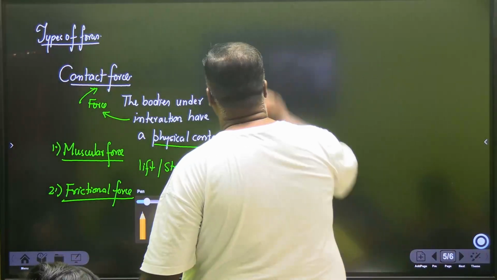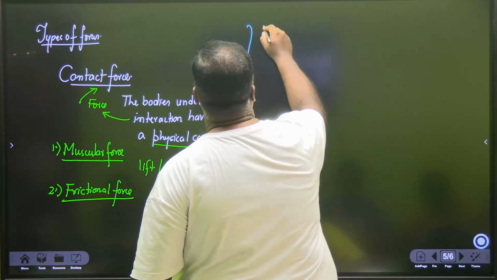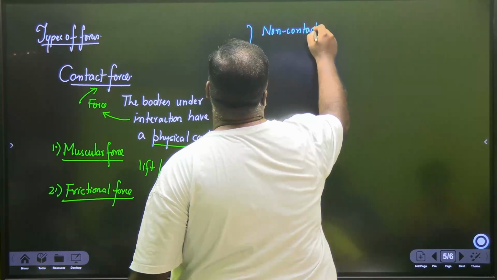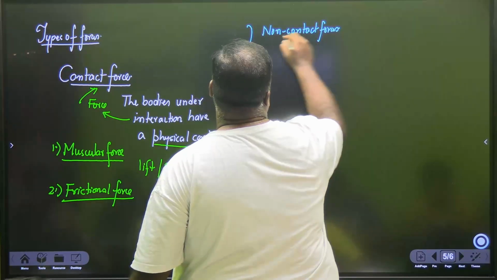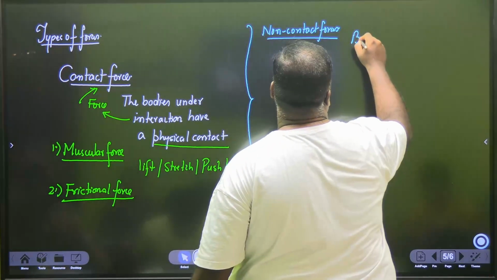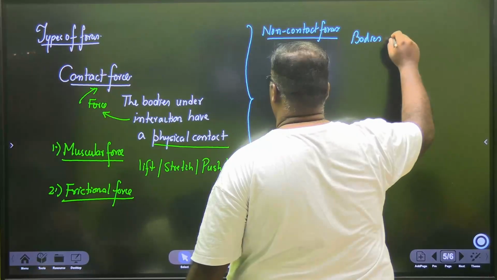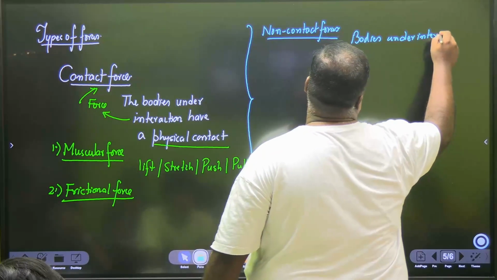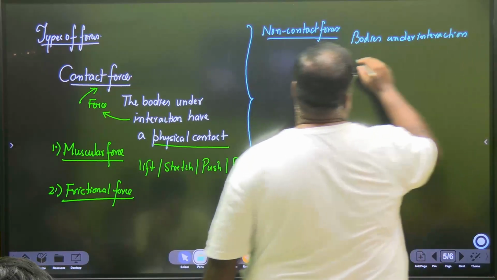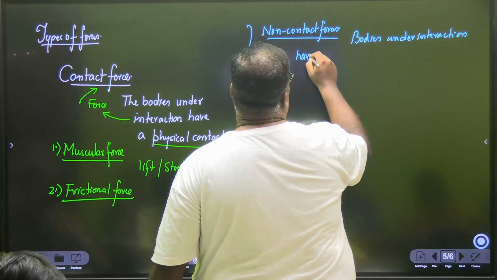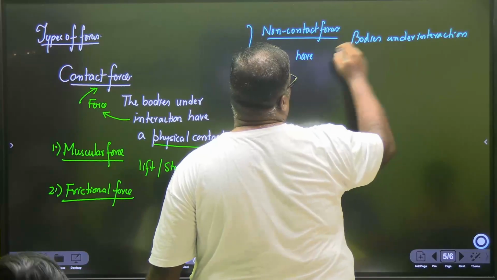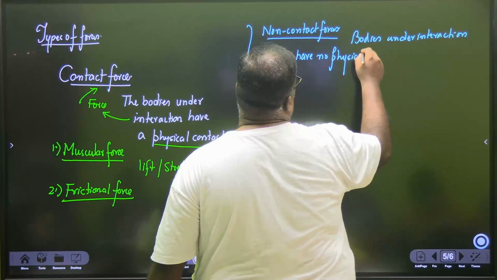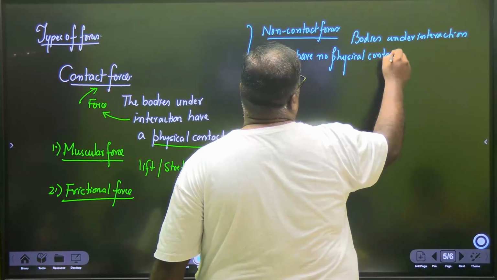Fine. अगर कांटेक्ट है तो फिर नॉन कांटेक्ट फोर्सेस भी होते हैं. नॉन कांटेक्ट फोर्स सिंपल. Sir, is gravity a non-contact? Yes, all we will see. Bodies under interaction have no physical contact.